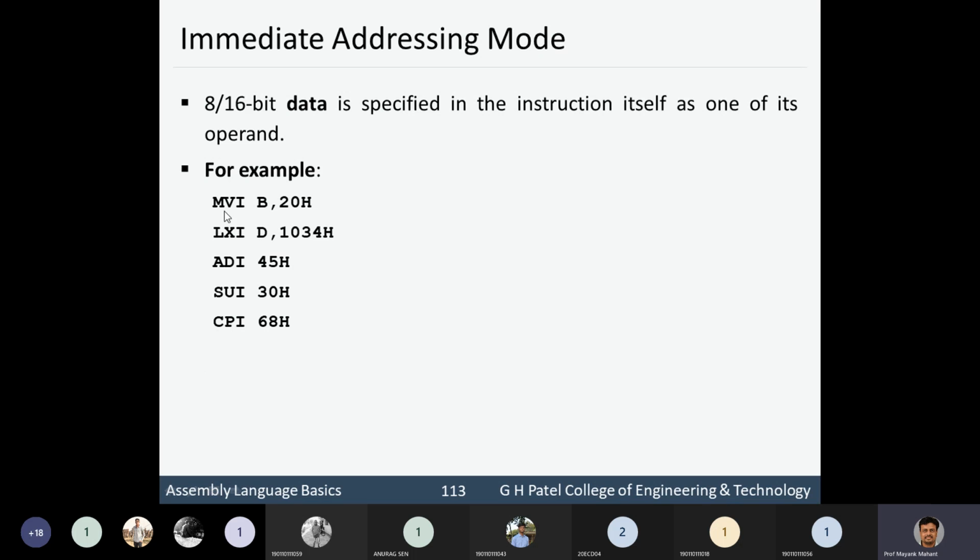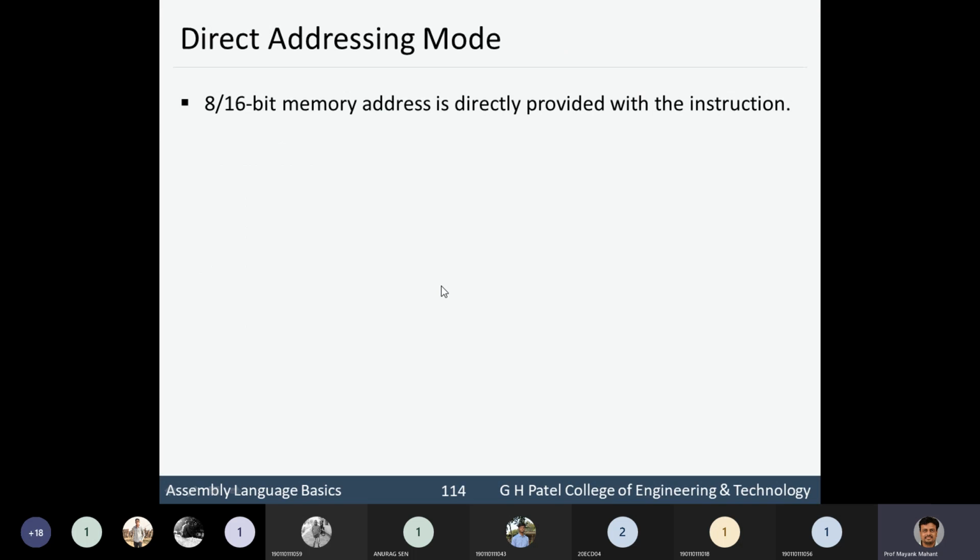If I write MVI B, 20H, it is immediate, meaning all the instructions ending with I: CPI 68, SUI 30, ADI 45, LXI D, MVI B. All these are what we call the immediate addressing mode. You will find that the immediate value is loaded into the register, or the processing is done. For ADI, SUI, CPI, it would be in relation to your A register or accumulator.